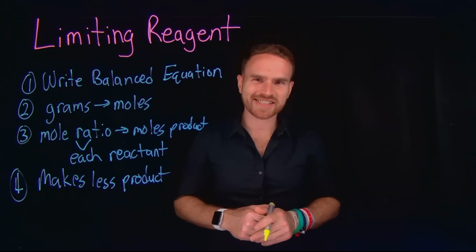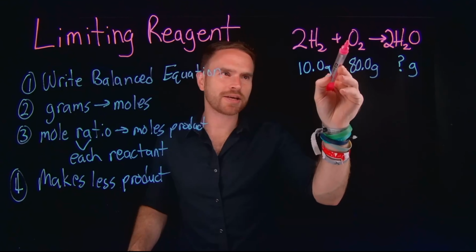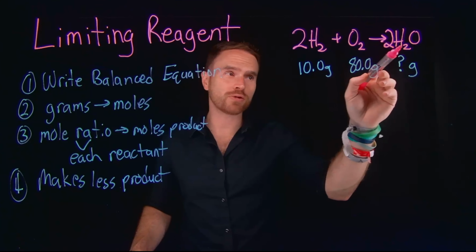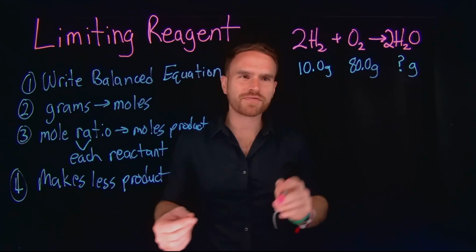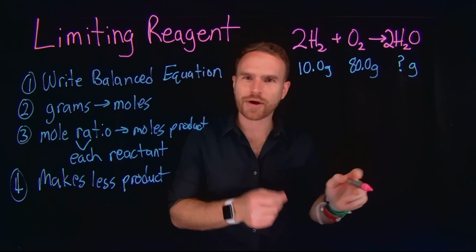Let's take a look at an example. If we take a look at this reaction where 2 moles of H2 is combining with 1 mole of O2 to make 2 moles of H2O, we can figure out which of these is the limiting reagent to figure out what is the amount of H2O that we're making in this reaction.